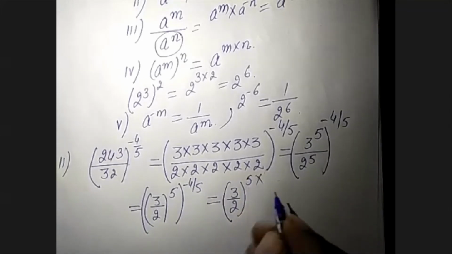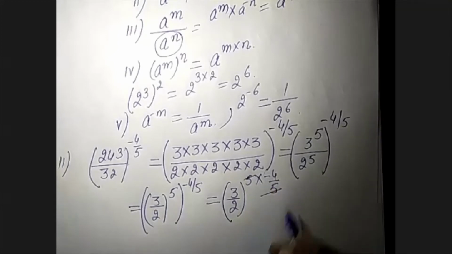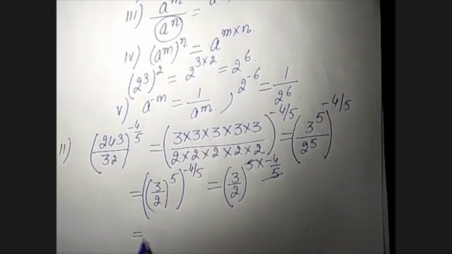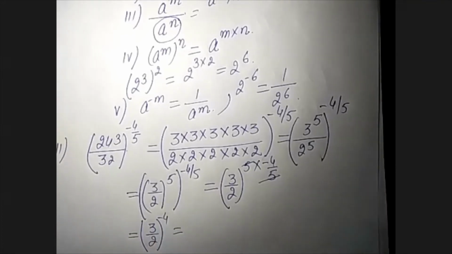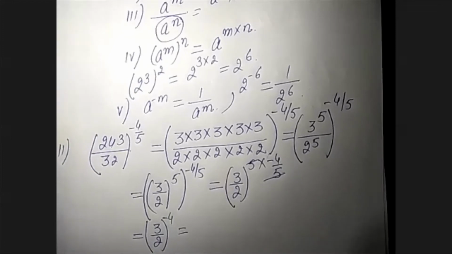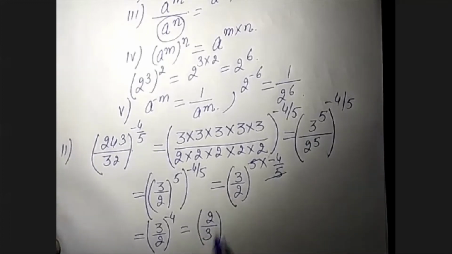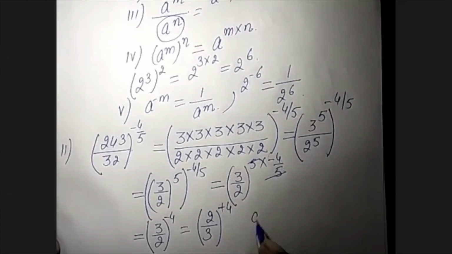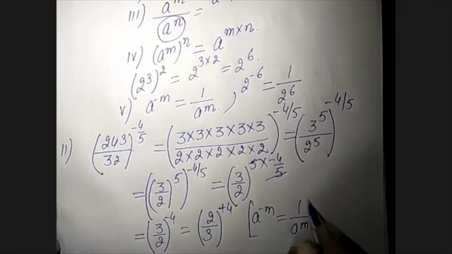So we use this formula, (a^m)^n, where the powers get multiplied, and you change it. So now we get the answer in the form (3/2)^(-4). But exponents have one more rule also. Exponents say we do not leave the answer in a negative power. So we change it to a positive power like this. So what we do here is write a^(-n) is equal to 1 by a^n. This is what it is.